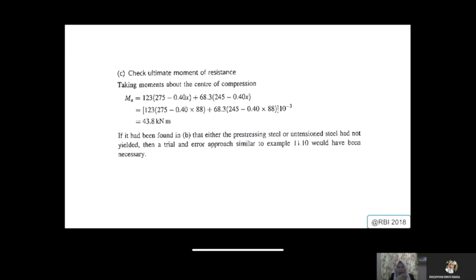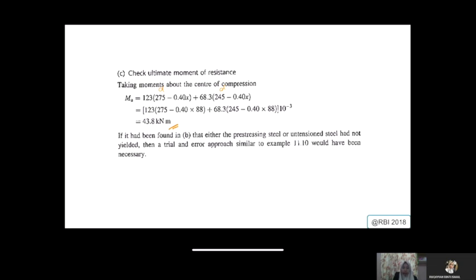Okay, so taking moment at the center of the compression, you take 123 and multiply it with the d. This d is the position of your steel. One is from your pre-stress and one is from your additional reinforcement. Okay, and after multiplying, your ultimate moment will be equal to 43.8.